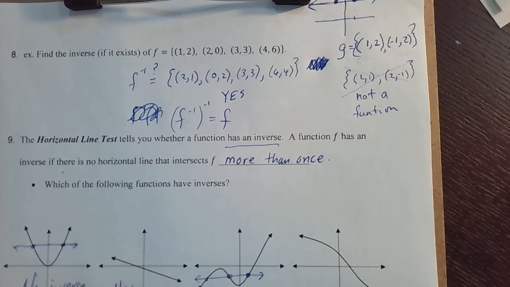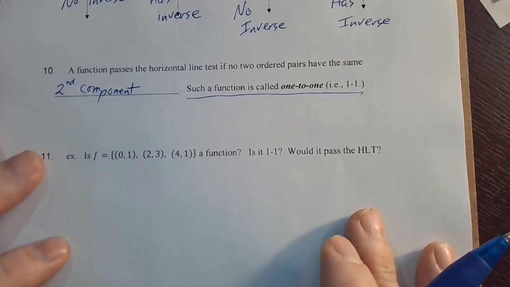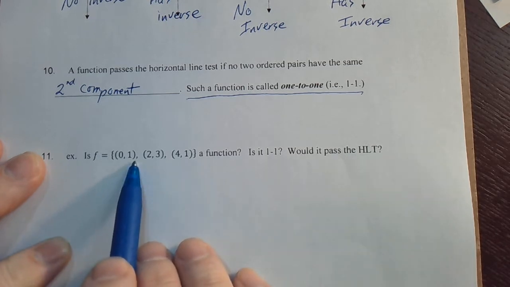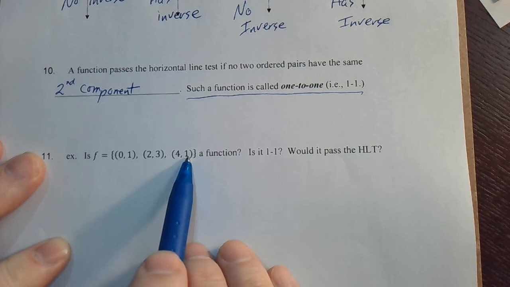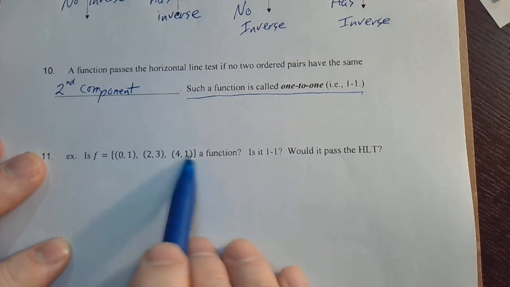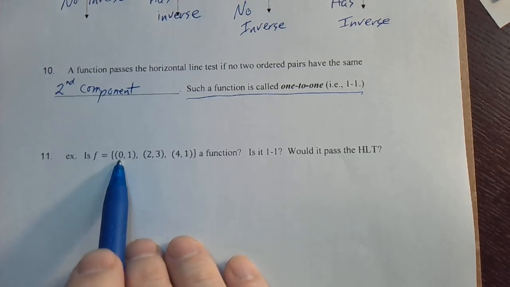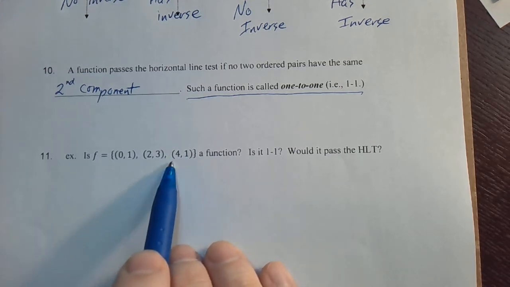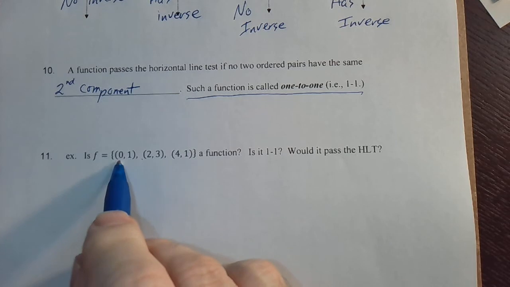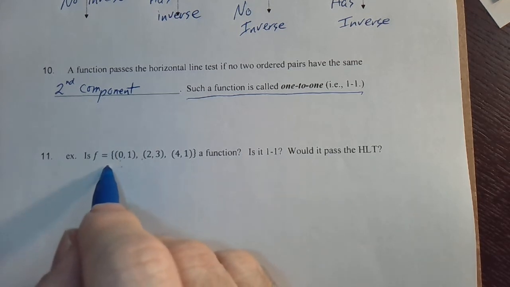So let's get back to the horizontal line test. Another simple function. Here's a function with 3 ordered pairs: (0, 1), (2, 3), (4, 1). Is it a function? Indeed it is. You don't have any ordered pairs that have the same first component. It would not be a function if you found something like (0, 1) and (0, 2), where the first component is the same and the second components are different. So this is indeed a function.